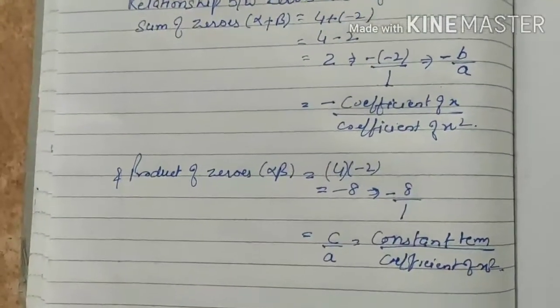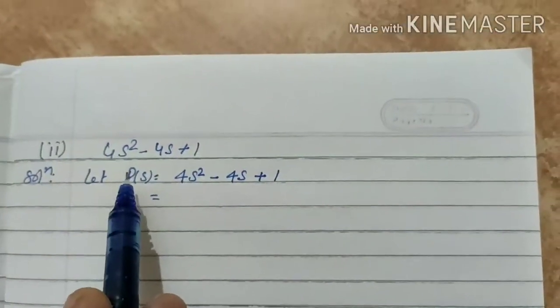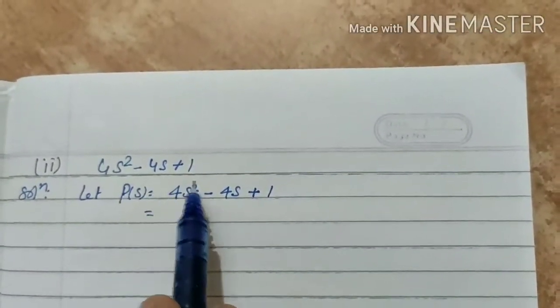This is all about question number 1. The next part we have 4s square minus 4s plus 1.